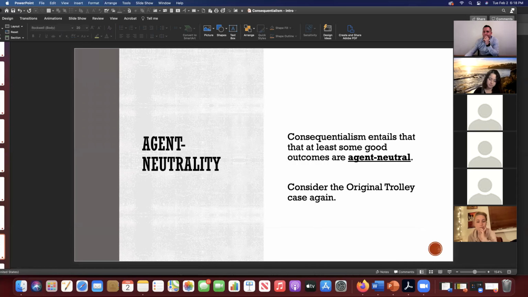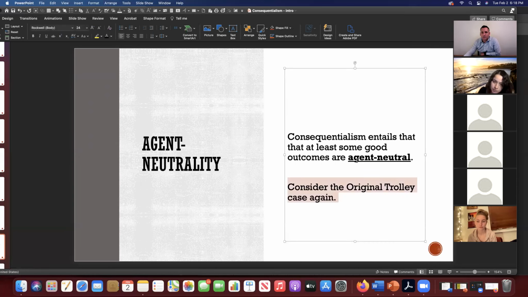Okay, so now let's talk a bit more about some aspects of consequentialism that are important, and a bit abstract too. But hopefully we can make this stuff make sense. Consequentialism entails that at least some good outcomes, some good consequences, are agent neutral. Think about outcomes as consequences, or results as also consequences. What does it mean for an outcome to be agent neutral? That needs to be explained. So I'm going to go beyond the Shaw here and try to capture what it means for an outcome to be considered agent neutral by using the original trolley case.